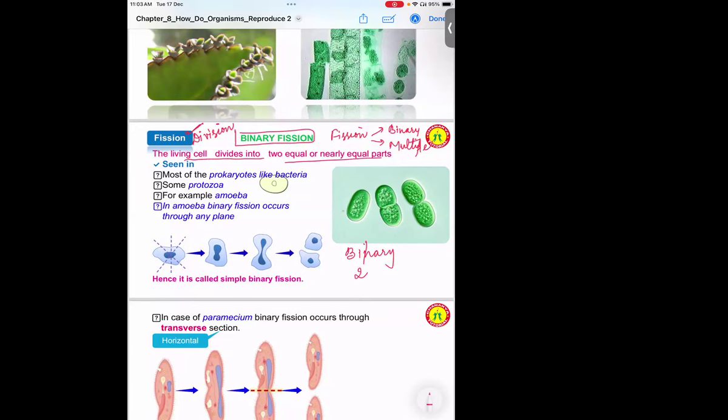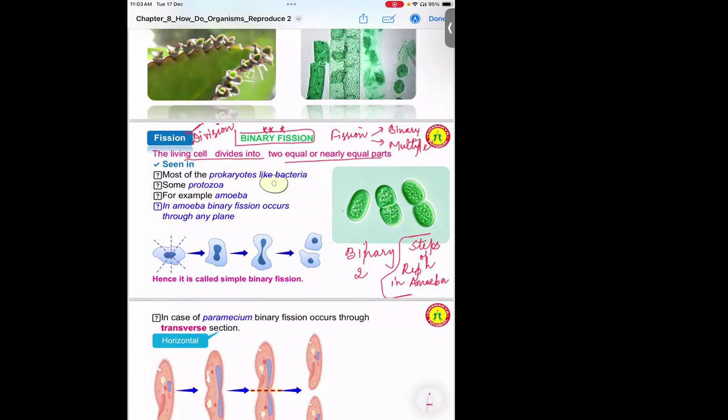This binary fission is very, very important. Every year in the board exams, they ask a question from this. And the question they ask is about the steps of reproduction in amoeba. What are the different steps of reproduction in amoeba? Or write the different stages of reproduction in amoeba.